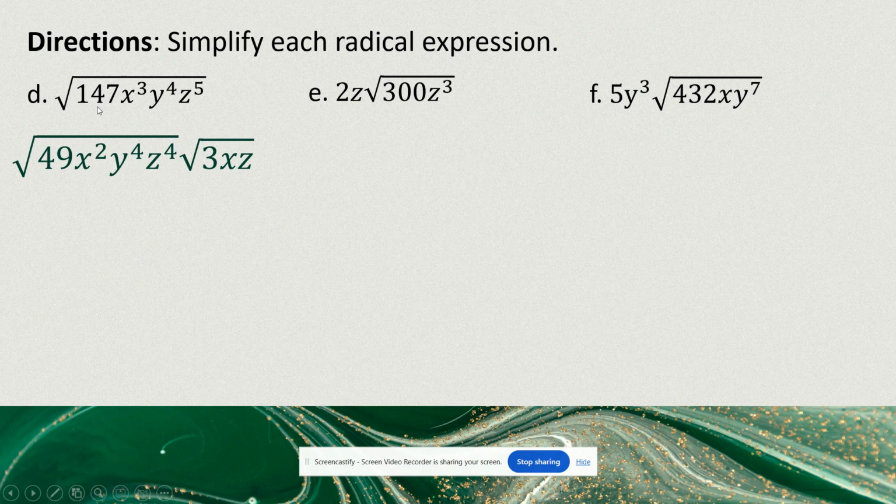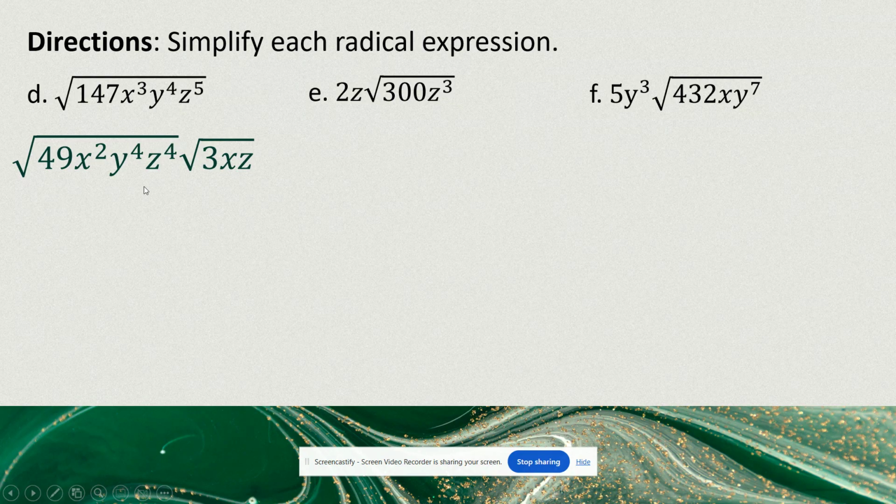So 147, the highest perfect square that goes into 147 is 49. 49 times 3 gives me 147. So 49 goes underneath the nice radical. 3 goes underneath the unsimplified radical, or stuff that can't be simplified radical, I guess. Okay, x cubed, I have to pull out a factor of 1x, which is why 1 is over here, and the remaining are over here, x squared. Okay, y to the 4th is an even power, so it can go right to the one that can be simplified. And z to the 5th, I have to pull one out and put the remaining in that left radical.